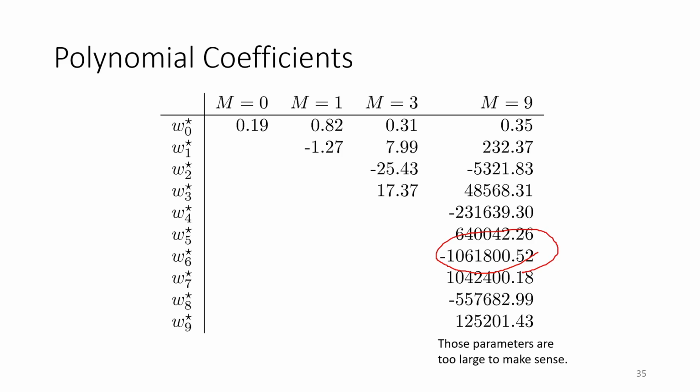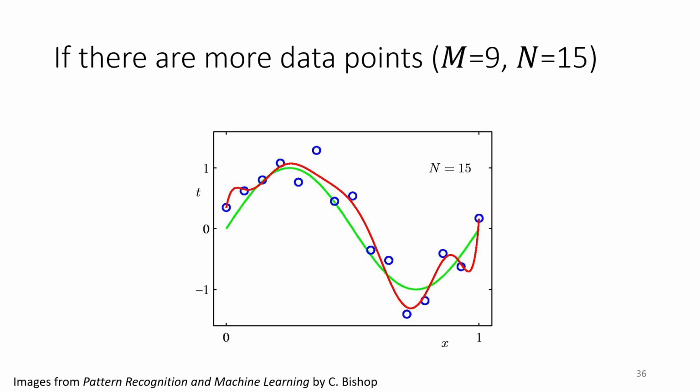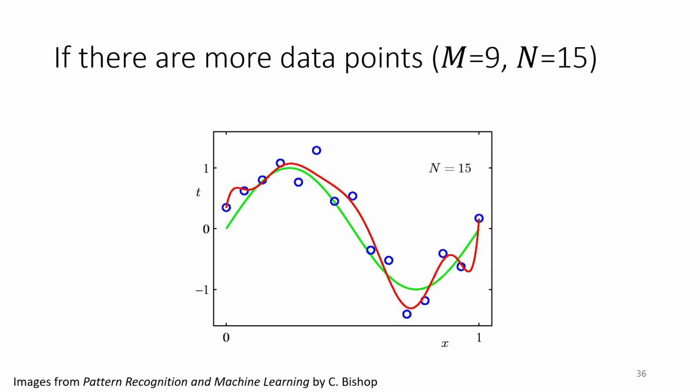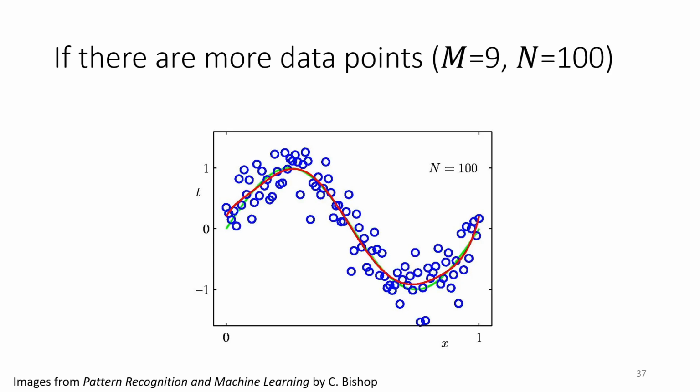However, if we slightly change the data, say this is still a ninth order polynomial function, but we have more data points. Here we only have 10 data points, but here we have 15 data points. It looks okay. The polynomial function is somehow close to the ground truth sine function. And if we further increase the number of points, say 100, then the model looks good.